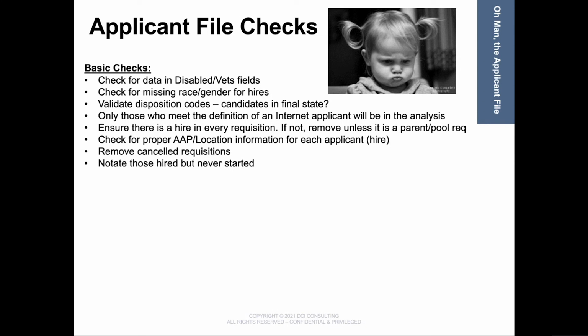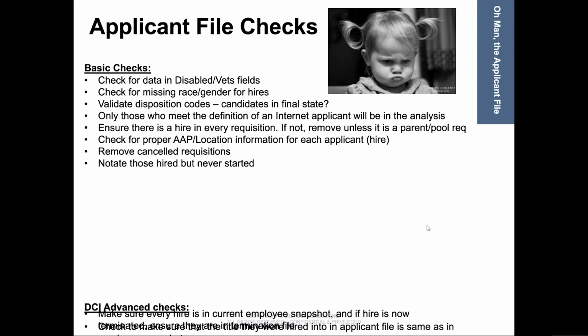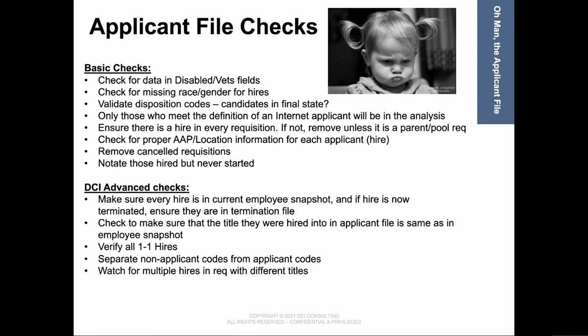So you might have a requisition with a hire in it, and we can't find that person in the hire file, and that's because they never started. So we want to just make sure we can identify those people. Some advanced checks: make sure every hire is in the current employee snapshot. If they're not in the snapshot, they terminated, and make sure they're in the term file. Make sure that the title they were hired into in the applicant file is the same, and if not, can you explain it? Verify all your one-to-one hires.